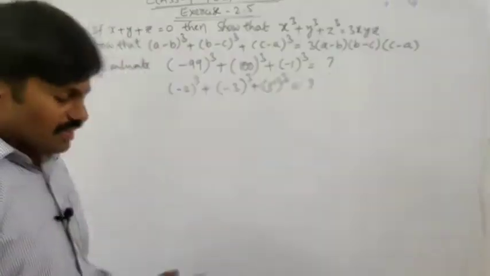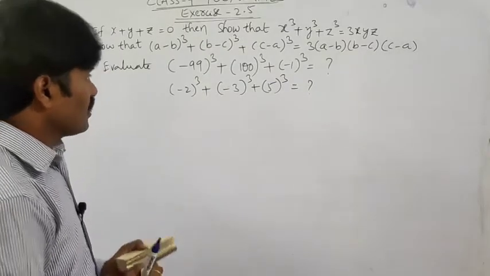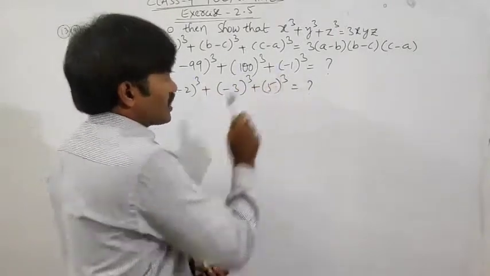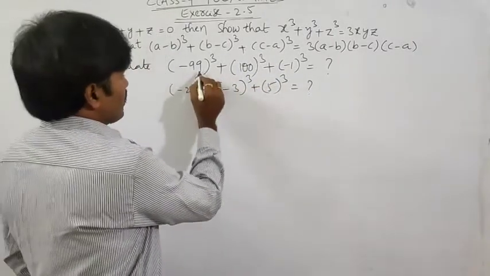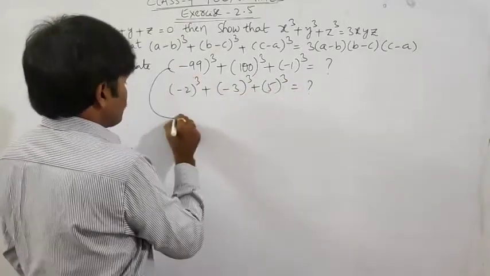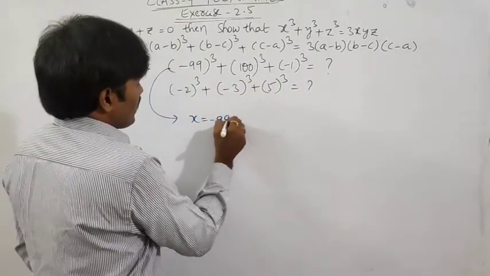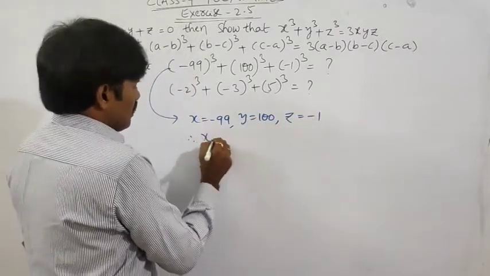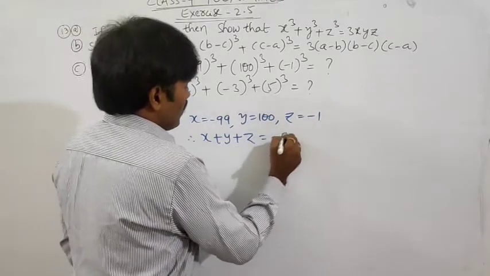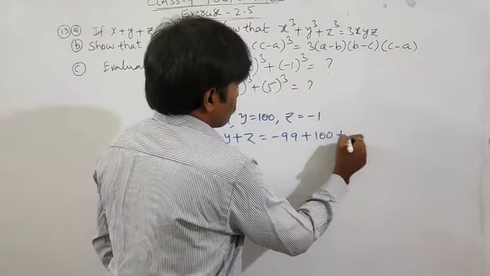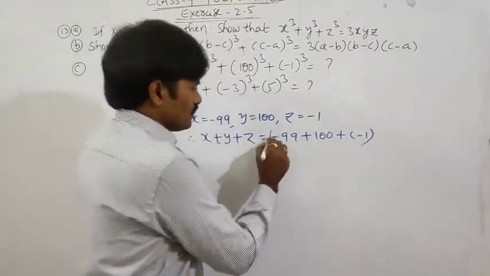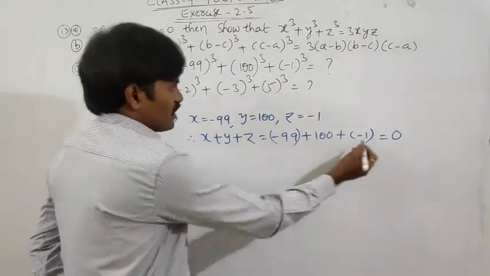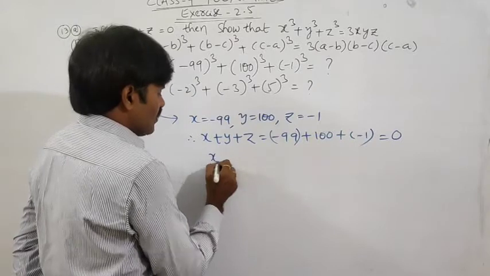This is the question. Then we can write it in a simple way: if you observe the bases here, minus 99, 100, minus 1, the sum of these bases is how much? If you take these as x, y, z, then x plus y plus z is how much? If you take x value as minus 99, y is equal to 100 and z is equal to minus 1, therefore x plus y plus z is equal to minus 99 plus 100 plus minus 1. Total how much? 0.